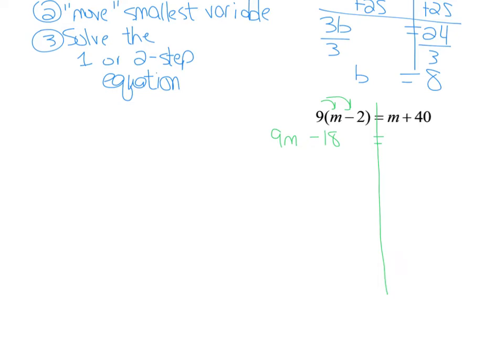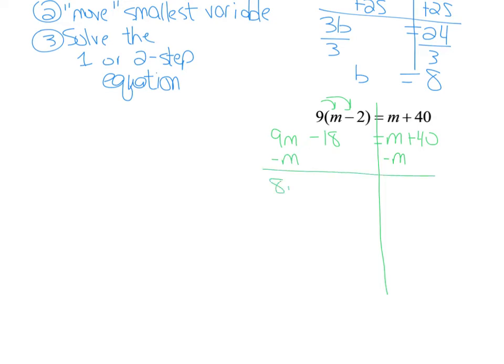Equals, I look at the right. There's nothing to distribute or combine, so I'm just going to copy m plus 40. I look at both sides. This is completely simplified. Nothing to combine, no more distributive, completely simplified. Now I'm ready to move that smaller variable. I have a 9m and a 1m, so I'm going to subtract m from both sides.